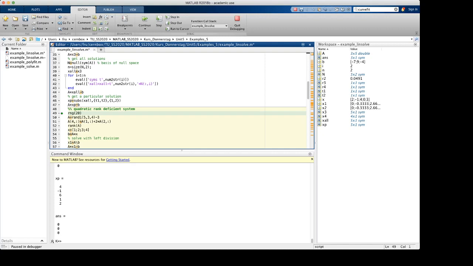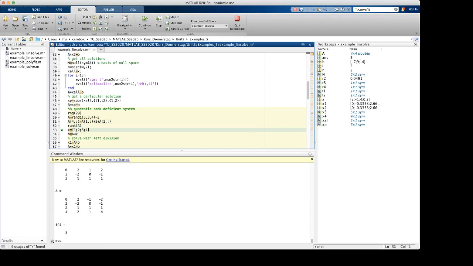The solutions form an affine subspace of dimension 2. Now let's look at a quadratic but rank deficient system. Again, I generate a random matrix of integers. The size is 3 by 4. And now I add a fourth row, which is a linear combination of the first and the second row. So this system is of size 4, but has only rank 3.